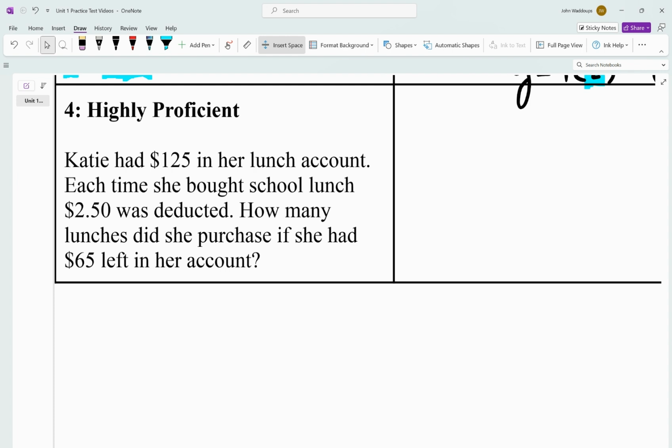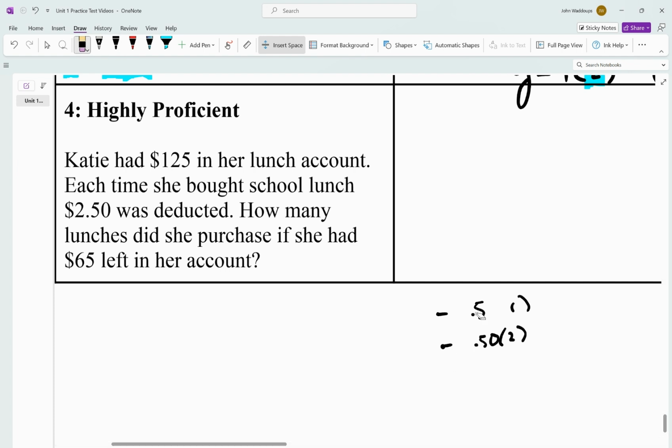And so, if she had $2.50 taken out, that was just for one lunch. But if she had two lunches, $2.50 times two, that'd be $5. But each of these is a deduction, so we're going to put minus there.